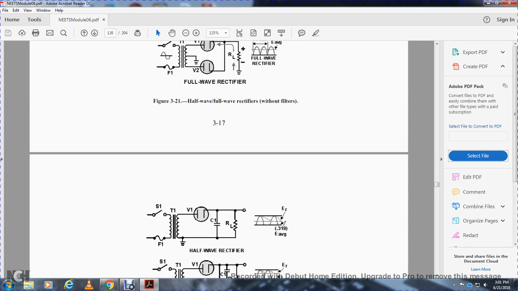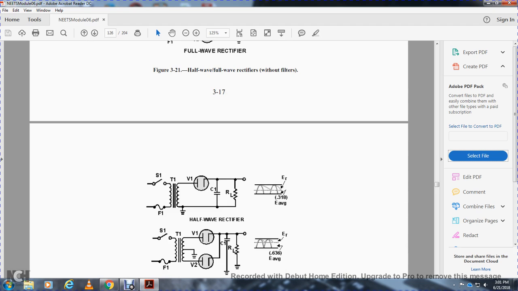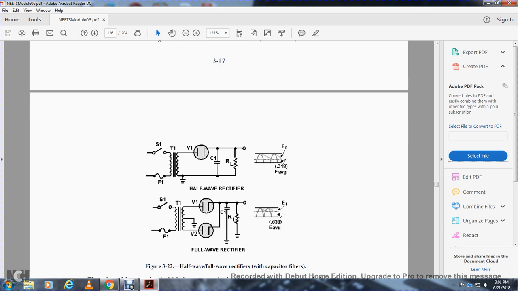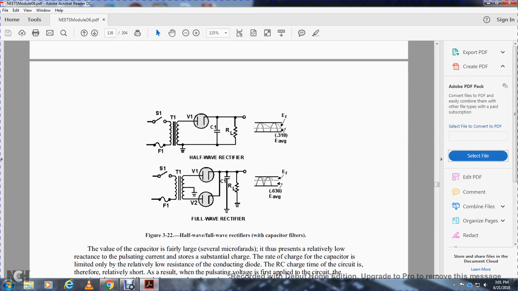Your half-wave rectifier shows a single switch, fuse, the transformer, the rectifier with the capacitor and resistor load, the RC. And then your RC full wave rectifier shows the transformer 1, voltage 1, capacitor and resistor load, with 3.18 average for your half-wave rectifier, and then double that and you'll get your full wave rectifier average.